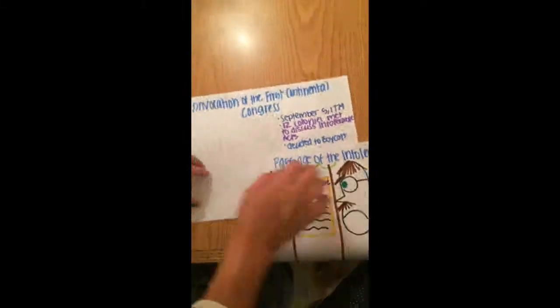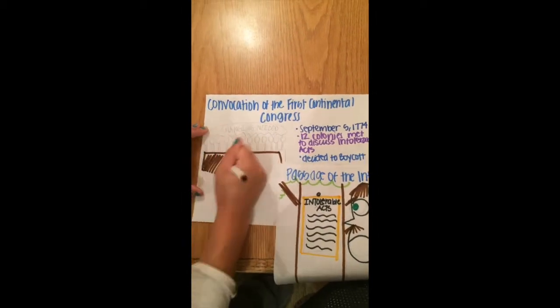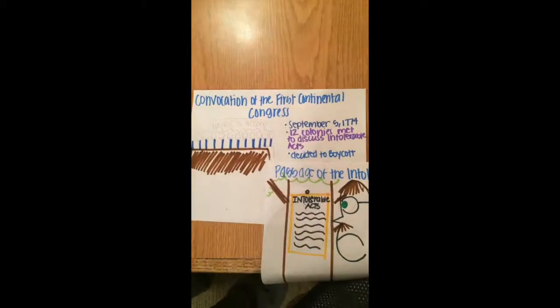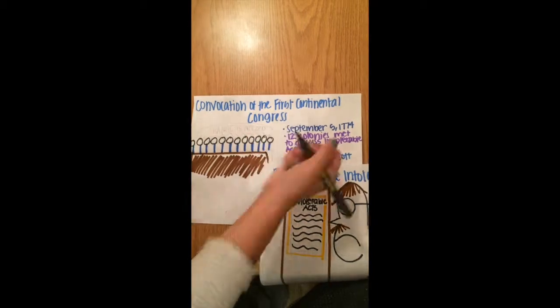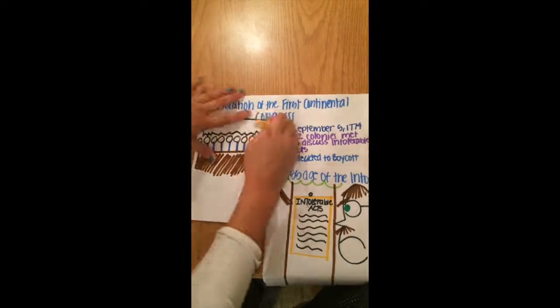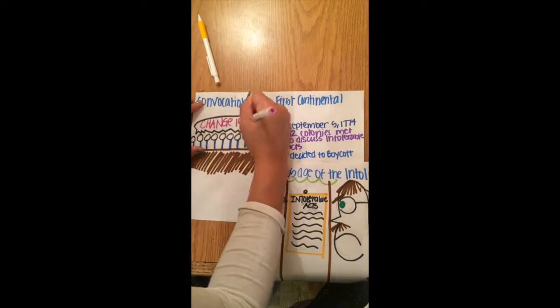that started the war was the convening of the First Continental Congress. On September 5th, 1777, delegates from 12 colonies all met to discuss the Intolerable Acts and decided that ultimately they would boycott the British goods and start protests.